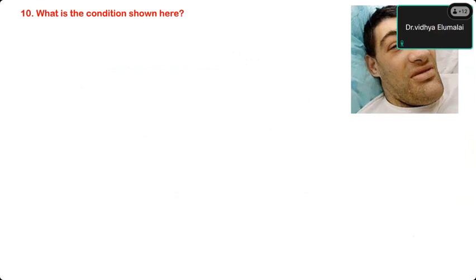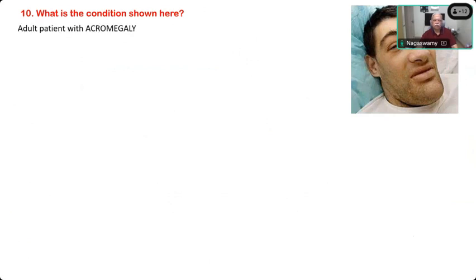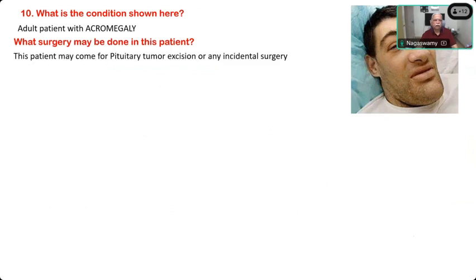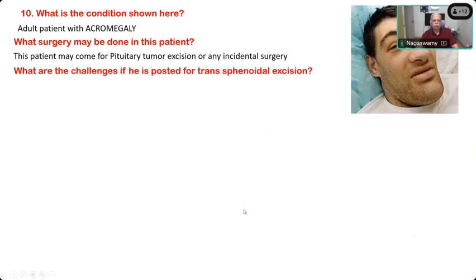Acromegaly, very good. Adult patient with acromegaly. What surgery may be done in this patient? Pituitary adenoma excision, very good. Maybe pituitary excision or any, they can come for incidental surgery also. Supposing he has a hernia, he can come for hernia also. Okay. So, what are the challenges if he is posted for transsphenoidal excision of the pituitary tumor?